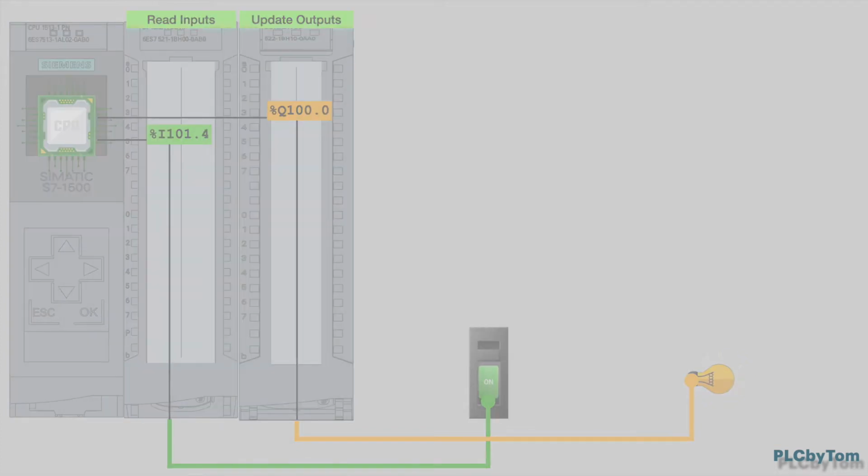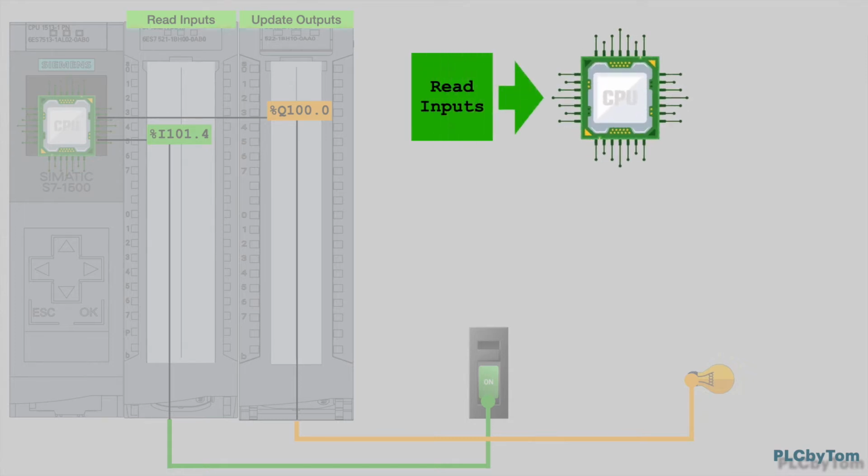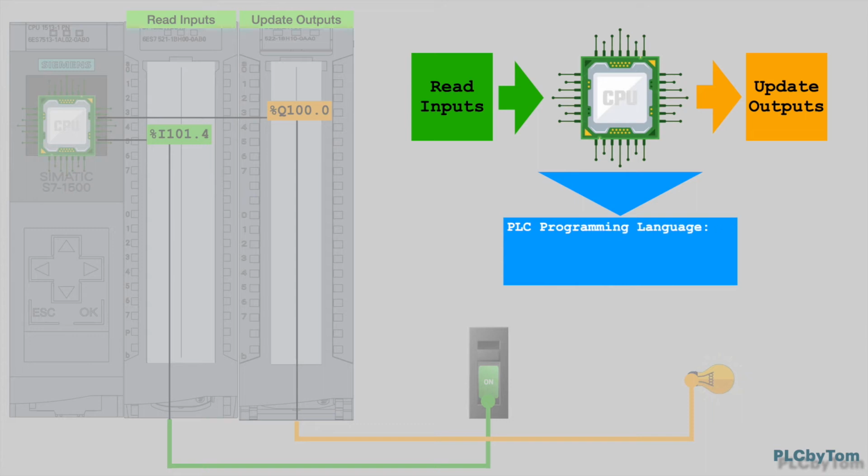Let's have a short recap of the procedure. First read inputs, then execute control logic by CPU, and finally, update outputs. Control logic in the CPU is done with the help of some PLC programming language, such as ladder, functional block diagram, statement list, or structured control language.